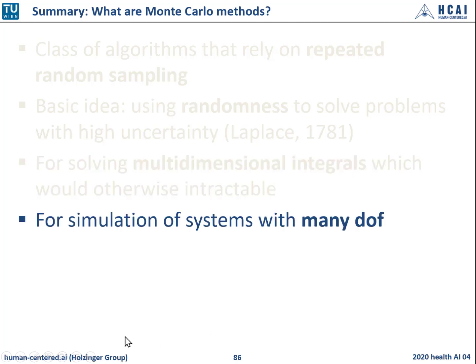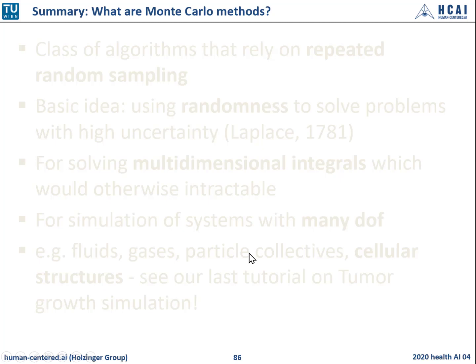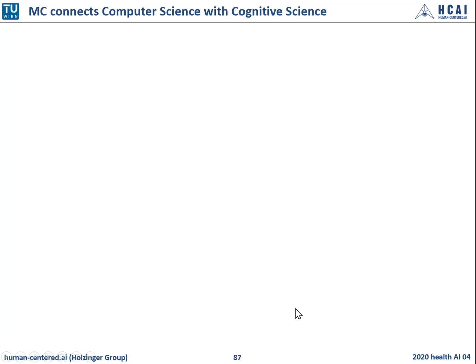And this can be used for simulation of systems with very many degrees of freedom. So DOF is degrees of freedom. For example, fluids, gases, particle collectives, cellular structures. You can see this in tumor growth simulation, for example.